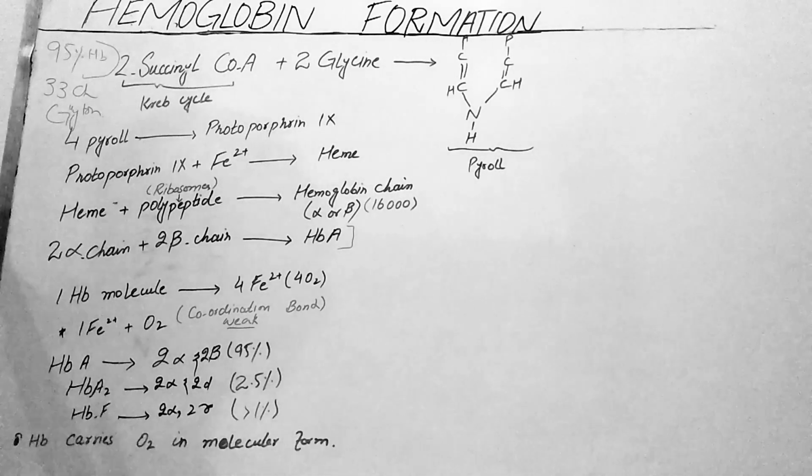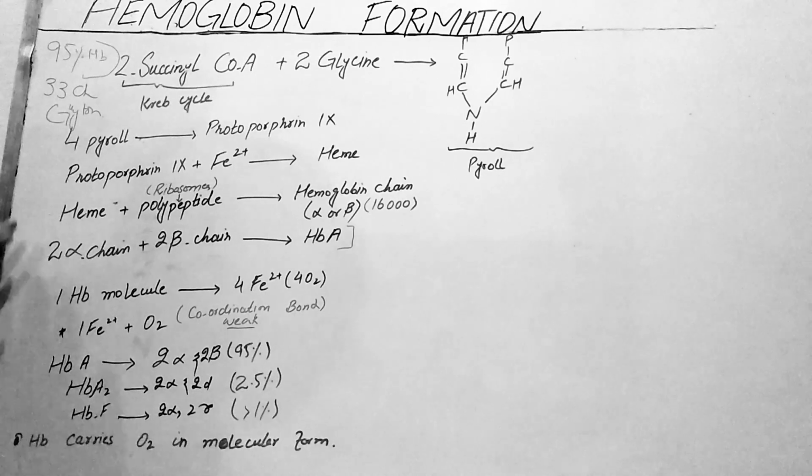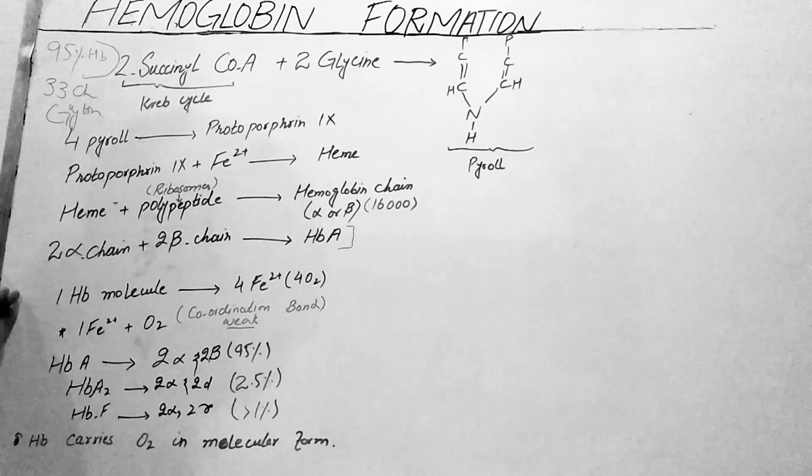So here is a brief description of hemoglobin formation. These are the main steps through which hemoglobin formation occurs.